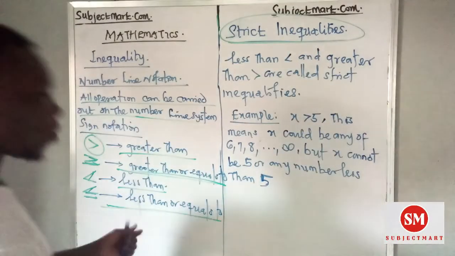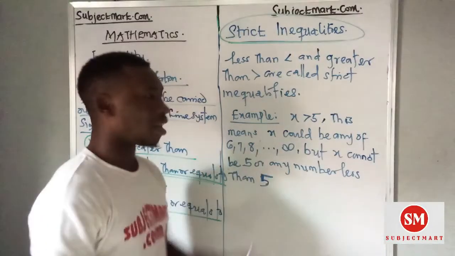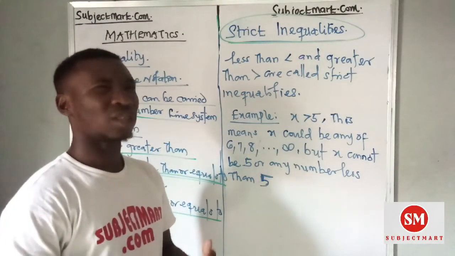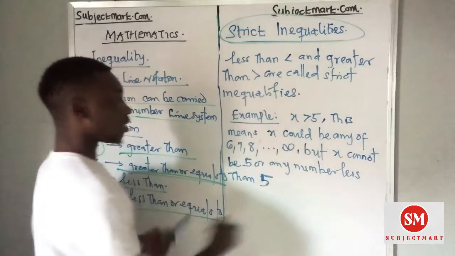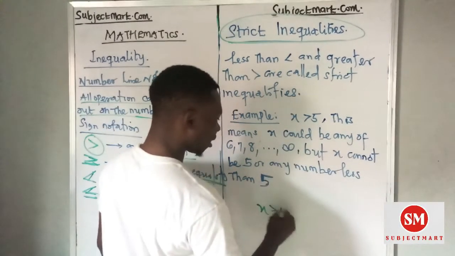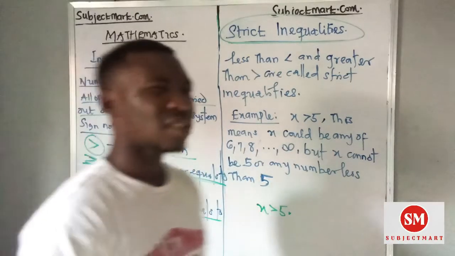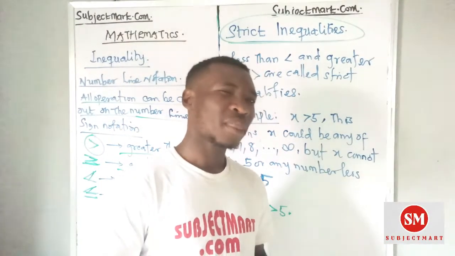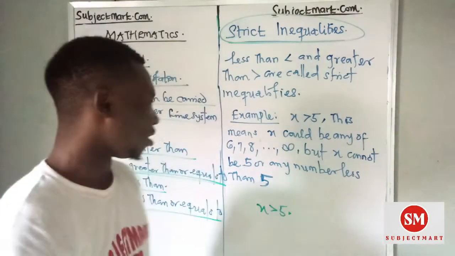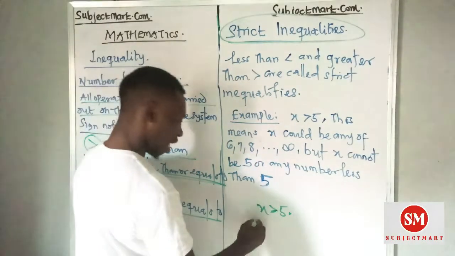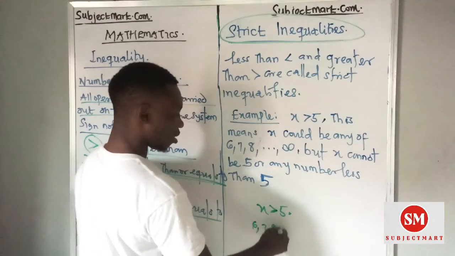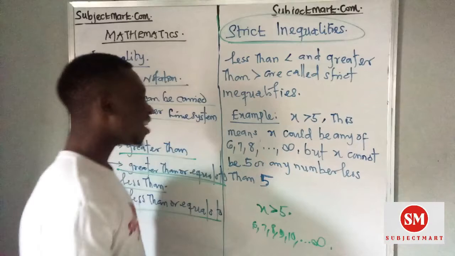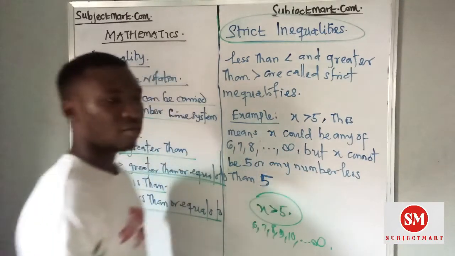Now we'll move ahead to what they call strict inequalities. The less than and greater than are called strict inequality. Let me explain with an example. If I say that x is greater than 5, it simply means that x is any number from 6 straight up to infinity: 6, 7, 8, 9, 10, till positive infinity.